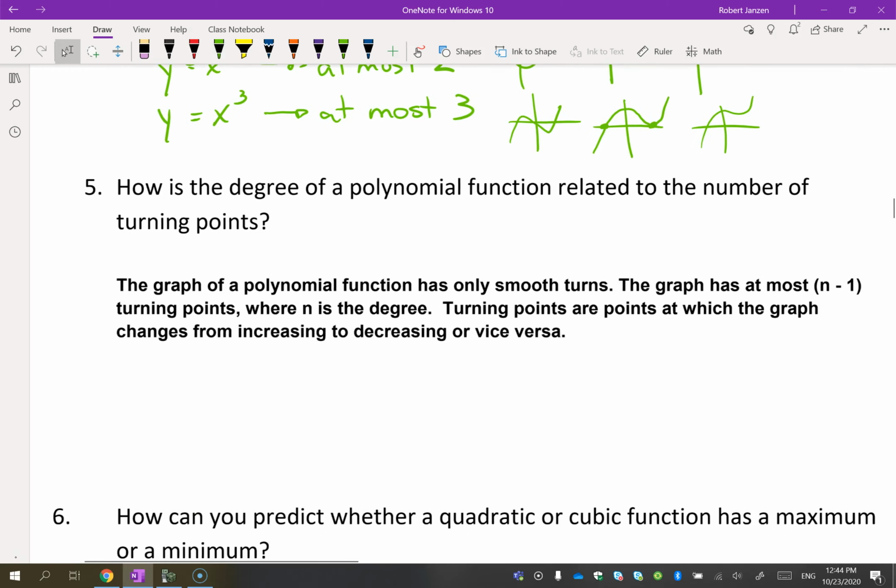How is the degree of the polynomial function related to the number of turning points? Here the number of turning points will always be 1 less than the degree. So if the degree is 1, there's going to be no turning points. If the degree is 2, 1 less than 2 will be 1 turning point. And if the degree is 3, there will be 1 less than 3, which is 2 turning points.